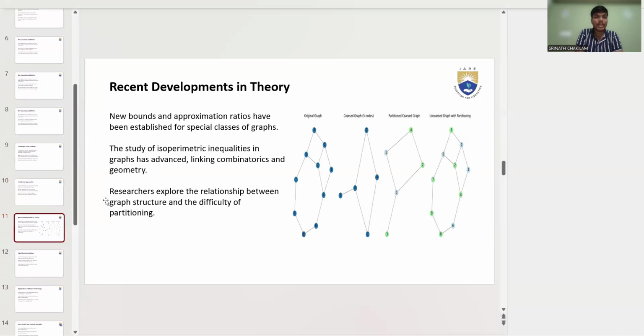The next slide is the recent developments in theory. New bounds and approximation relations have been established for special classes of graphs. The study of isoperimetric inequalities in graphs has advanced, linking combinatorics and geometry. Researchers explore the relationship between graph structure and the difficulty of partitioning.